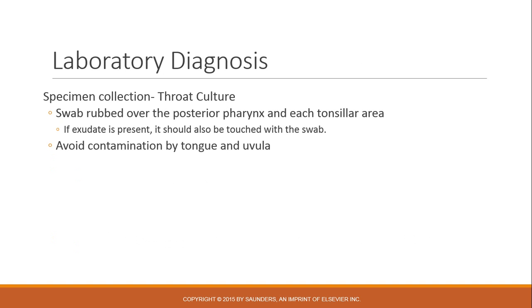Lab diagnosis for group A strep. Typically just a throat culture if it's pharyngitis. Just rub the swab in the posterior pharynx of each tonsillar area back there in the throat. We don't ever collect them, but a good sample of both tonsils. If there's any kind of exudate, usually if they've got strep throat, they've got like white spots in the back of their throat. So you want to target those white spots. And you don't want to touch the tongue and the uvula.